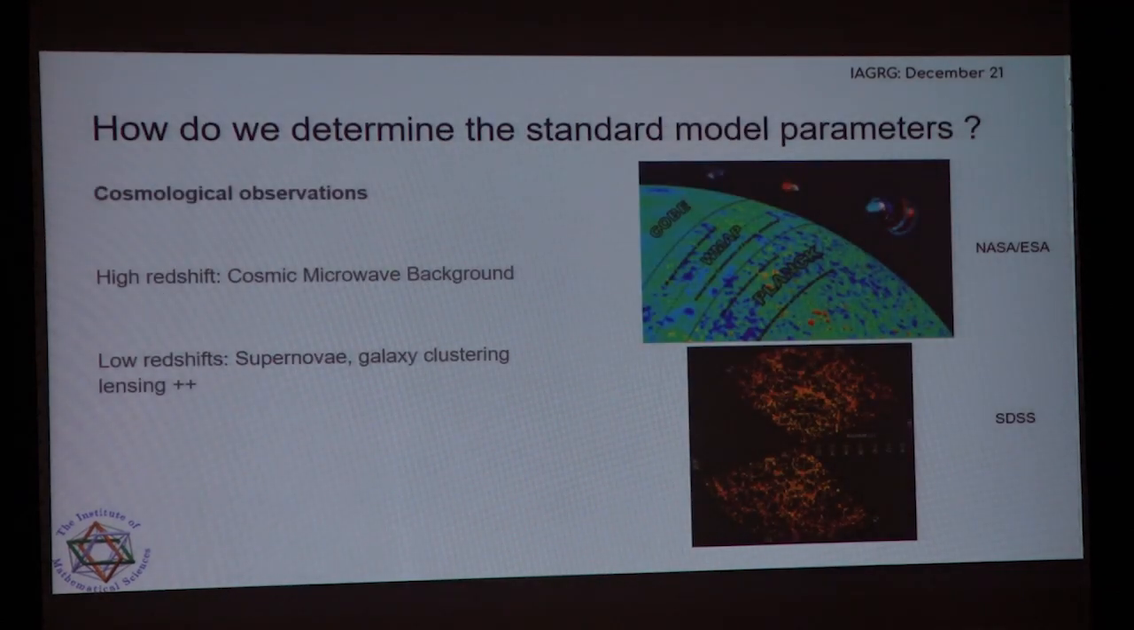Now, how do we determine the standard model parameters? It is by cosmological observations. We have a model, we get the prediction from our favorite models, and then we compare them with the data. At high redshifts, we have the cosmic microwave background, which is the best probe for the primordial physics, and also the best probe for understanding the constituents of the universe. At low redshifts, we have supernovae, galaxy clustering, and lensing as well. And there are many other probes, I am not going to talk about those.